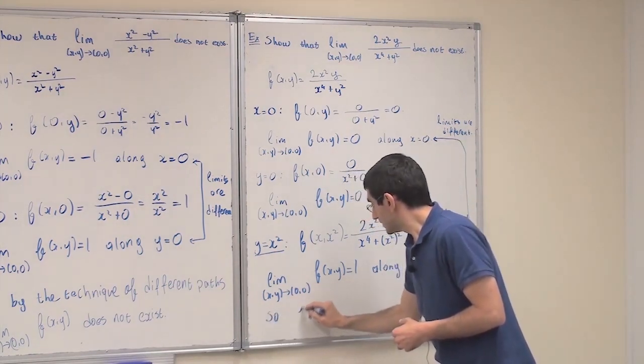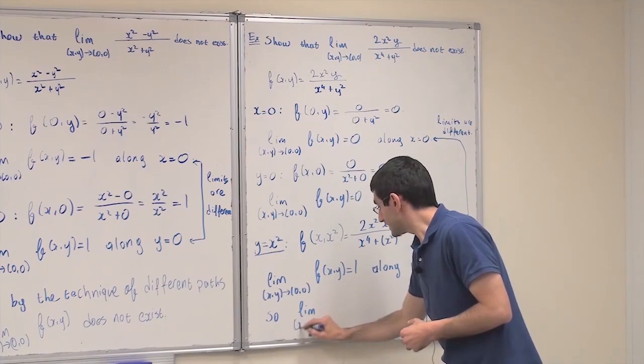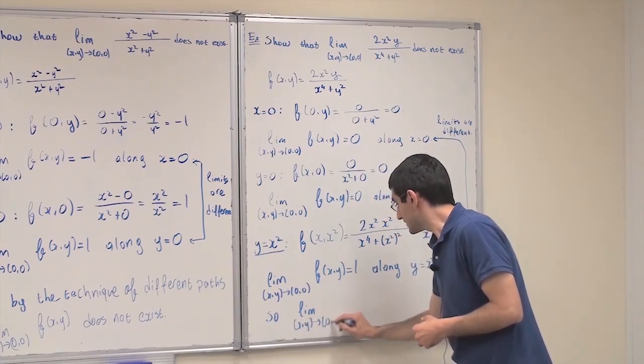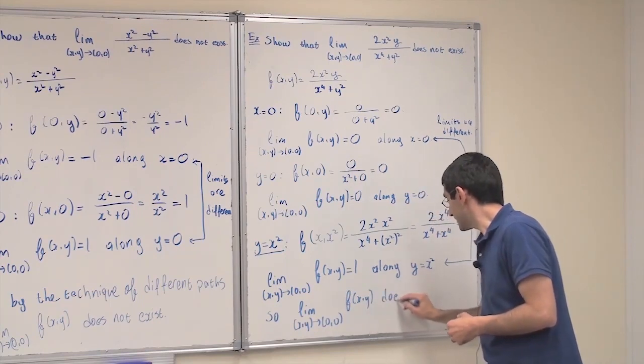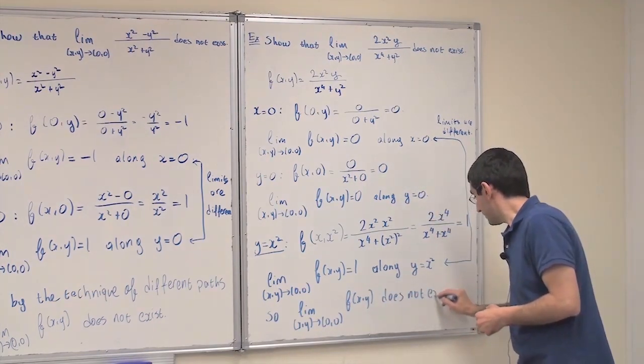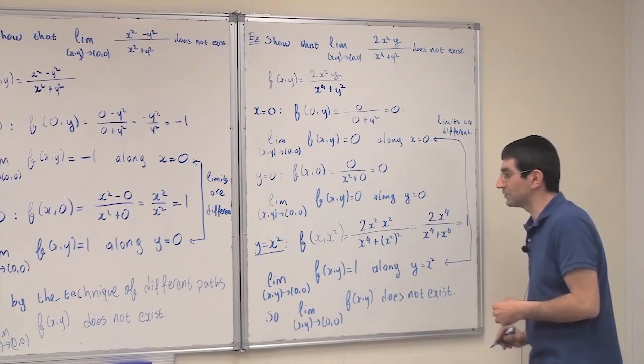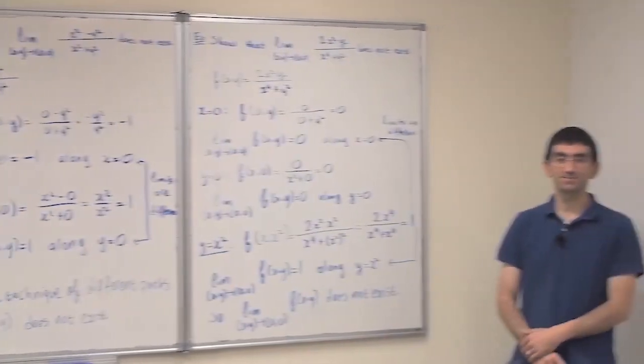So the limit as (x,y) approaches (0,0) of f(x,y) does not exist by the technique of different paths.